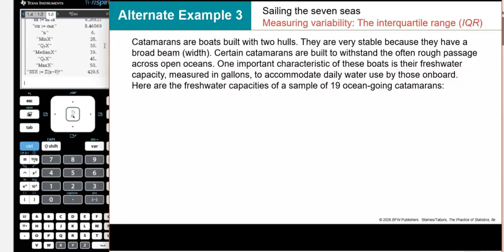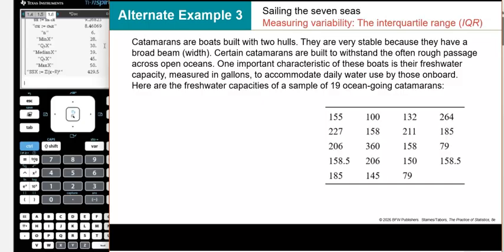Catamarans are boats built with 2 hulls. They're very stable because they have a broad beam width between them. Some of them can even go into the ocean. One important characteristic of these boats is the freshwater capacity, measured in gallons, to accommodate daily water use by those on board. Here are freshwater capacities for a sample of 19 ocean-going catamarans.